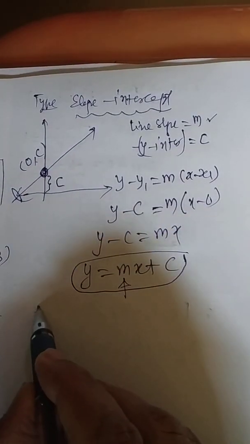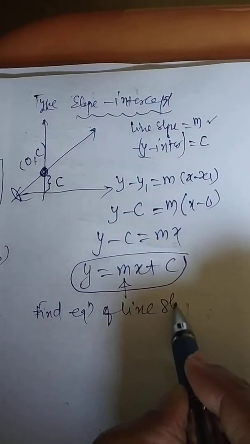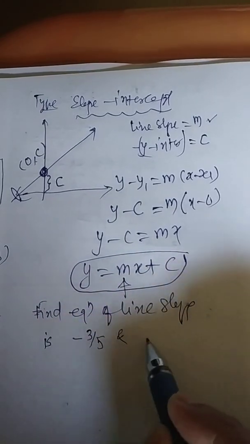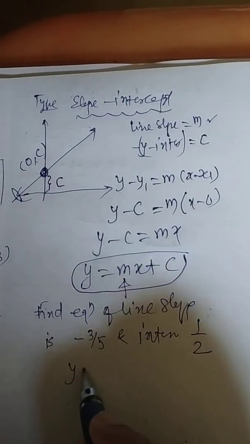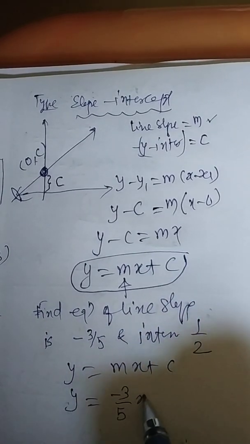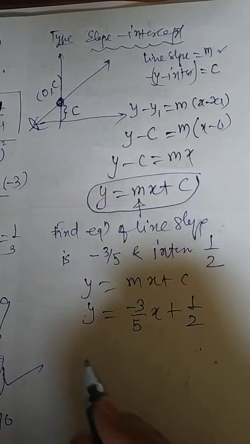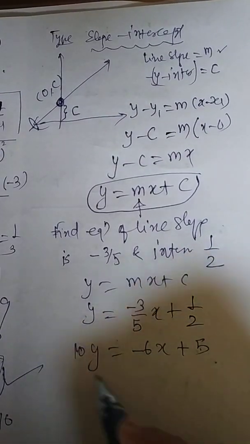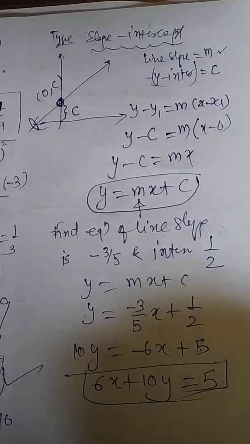How will the question be? Find the equation of the line. The slope is minus 3 by 5 and the intercept is 1 by 2. That means y will be equal to mx plus c. y will be equal to m, which is minus 3 by 5, slope is given, and the c value. Now try to multiply everything by 10 so that this will get cleared. So 10y will be equal to minus 6x plus 5. 6x can be transferred to the left hand side. You will get the equation.